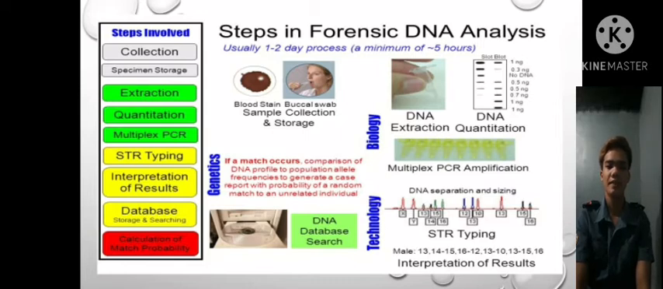And the steps involve collection, specimen storage, extraction, quantitation, multiplex PCR, STR typing, interpretation of results, database, and calculation of match probability.